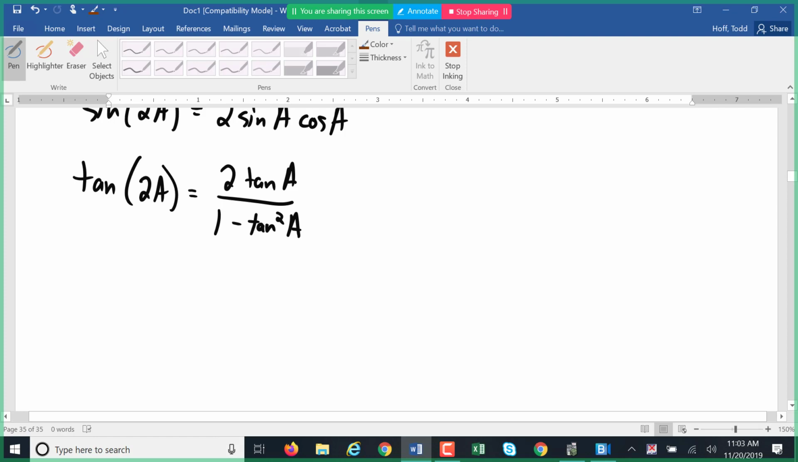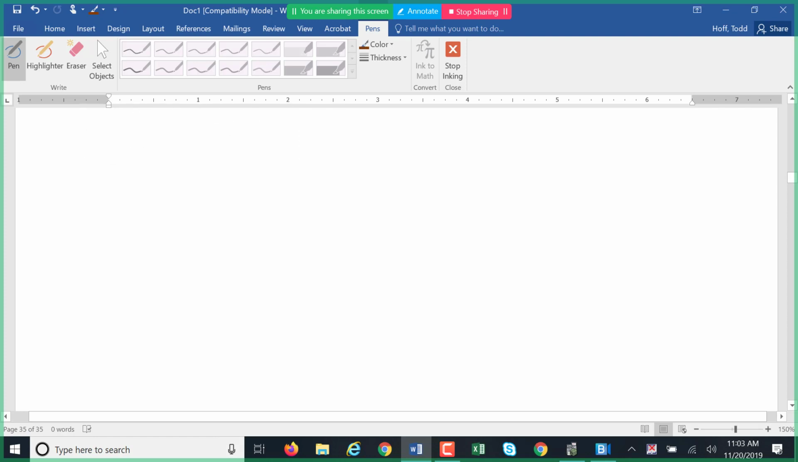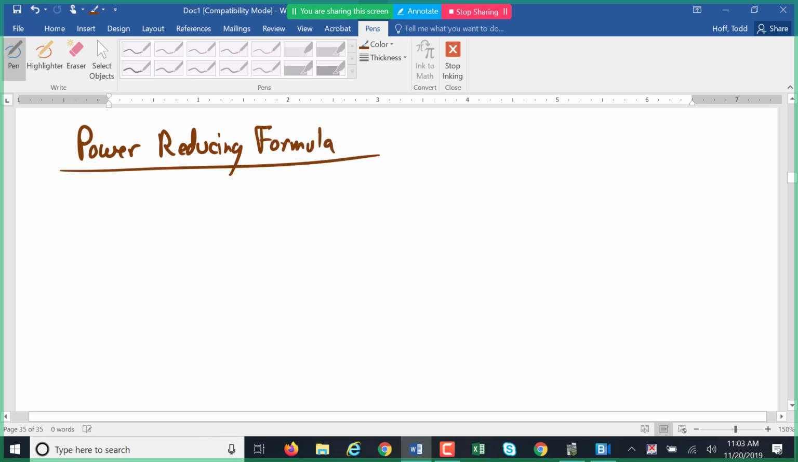The last one we want to look at is an important one. It's called a power reducing formula, or power reducing identities. These take the form sine squared of theta. Rather than just changing it to 1 minus cosine squared of theta, we can actually reduce the power from a squared down to a linear as 1 minus cosine of 2 theta over 2.